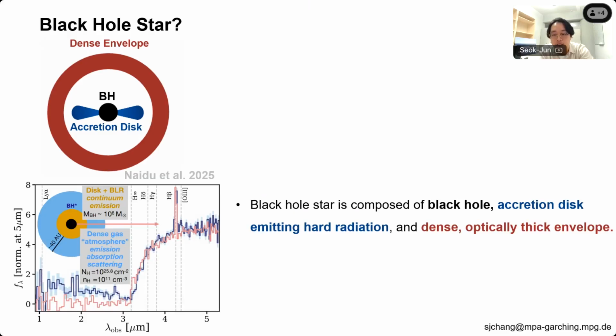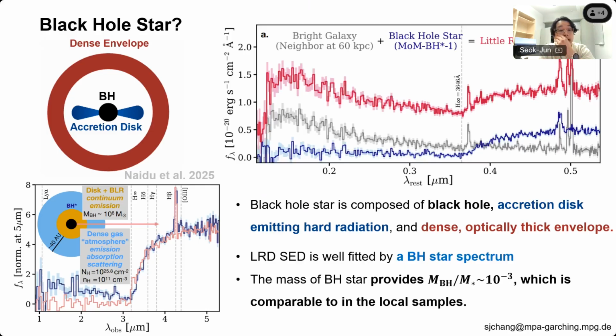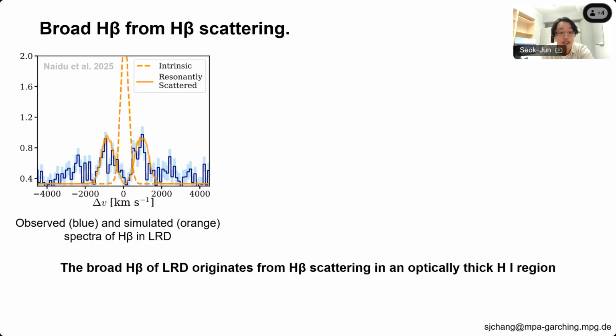Based on Cloudy modeling, which is a photoionization code, they successfully reproduce the SED of LRDs. The black hole mass measurement is also much smaller than the AGN assumption, like the reverberation mapping based measurement. So this is also an interesting feature. Also in this paper, they suggested another idea: the broad H alpha of the LRD originates from H beta scattering in the optically thick H I gas. This is quite an interesting idea.